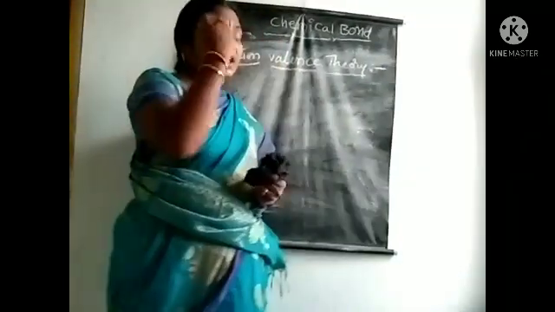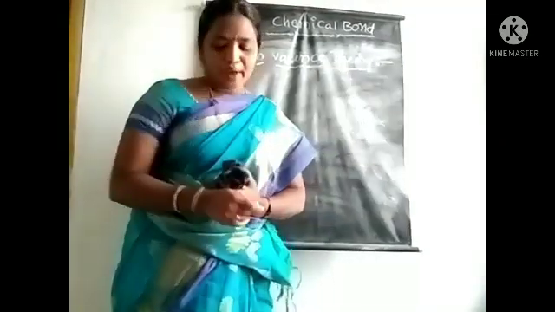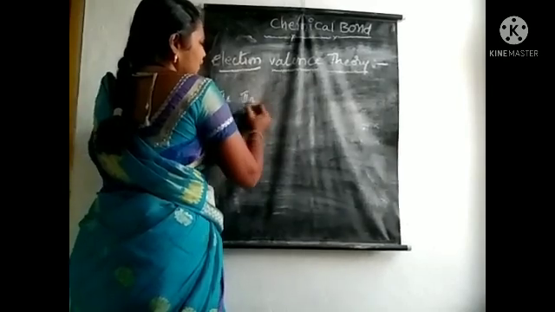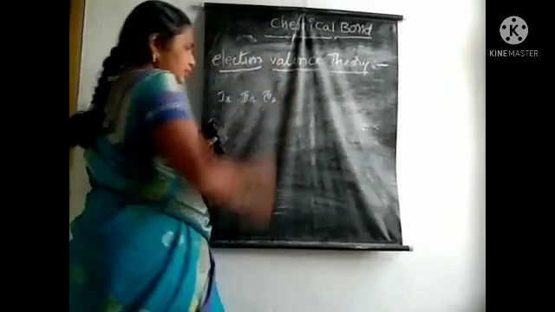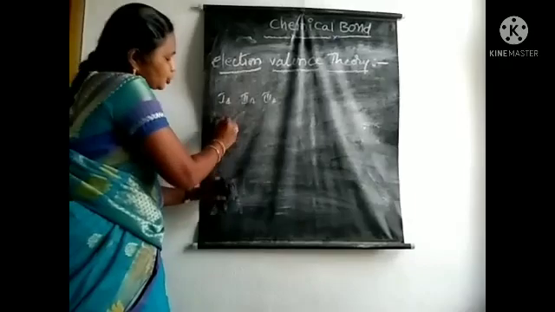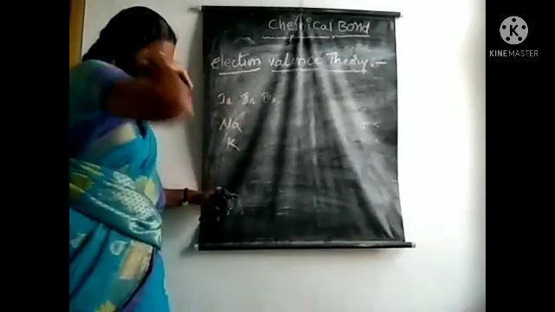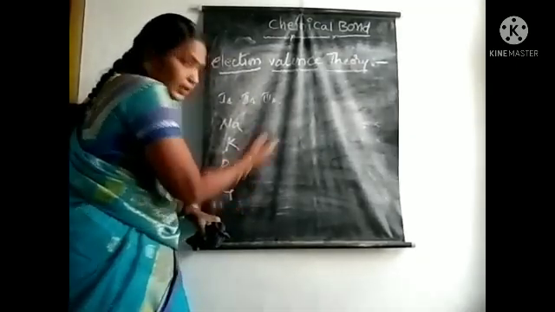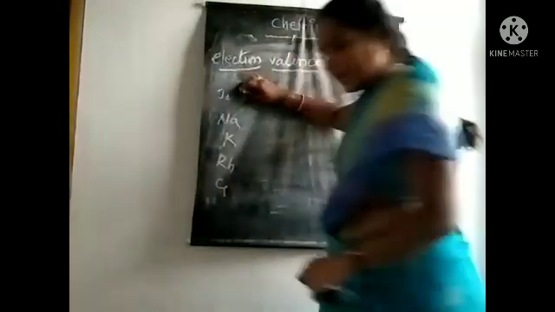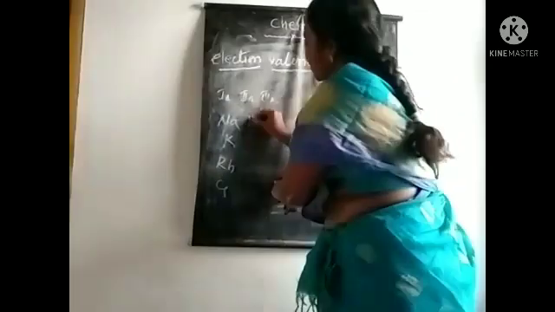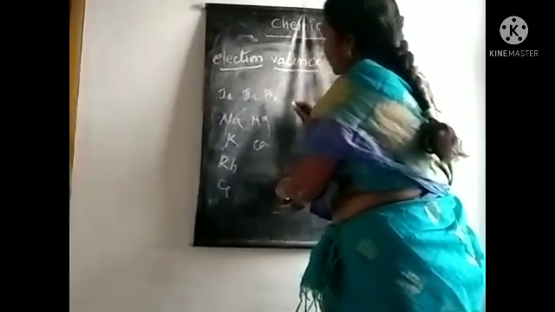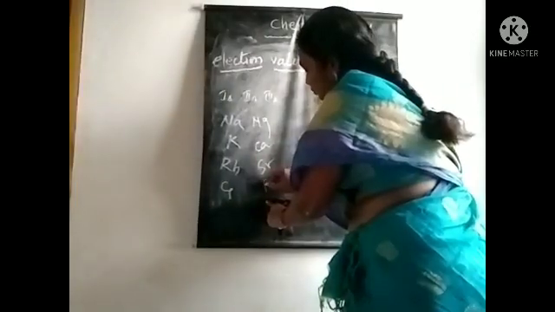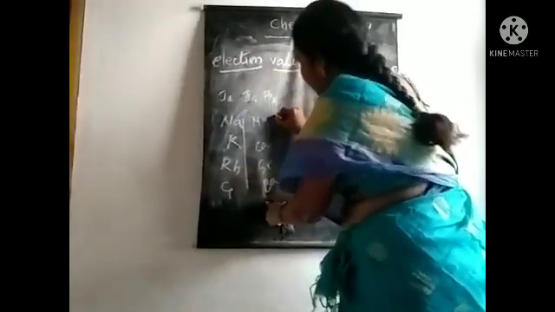Let us discuss one more point: first group elements, second group elements, third group elements. Examples of first group elements: sodium, potassium, rubidium, cesium. Here you observe second group elements: magnesium, calcium, strontium, barium.